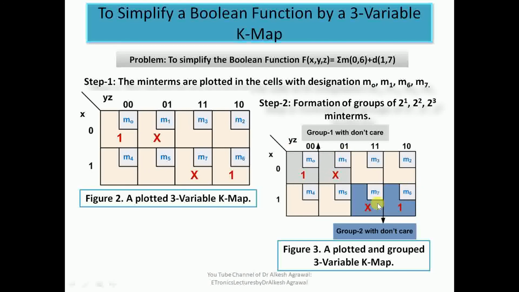We have another group where M7 is being taken in a group by M6. So we have another group with this don't care condition. So here this don't care condition is treated as 1, and this don't care condition at M7 is also treated as 1. So now we write the next slide.